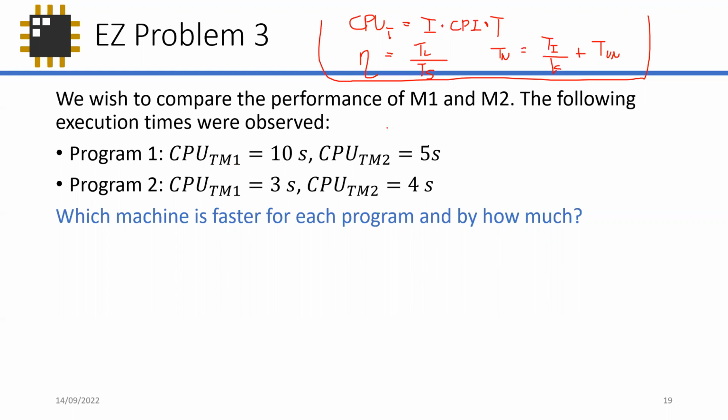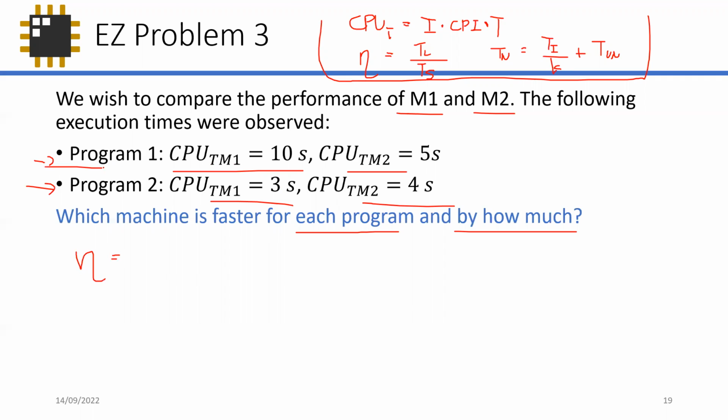So for example, for this easy problem: we wish to compare the performance of machines M1 and M2, and the following execution times were observed. For program 1, CPU time for machine 1 is 10 seconds, and CPU time for machine 2 is 5 seconds. But for a second program, CPU time for machine 1 is much faster than CPU time of machine 2. Based on this information, try to understand this question very carefully: which machine is faster for each program and by how much? Essentially what we're trying to get is the eta.